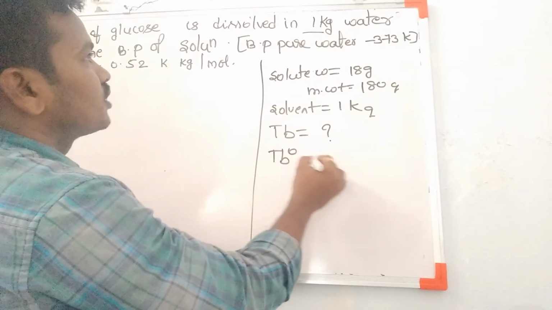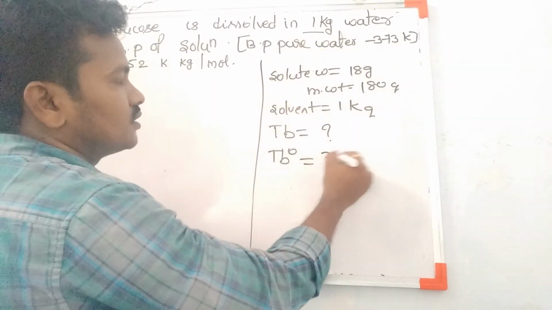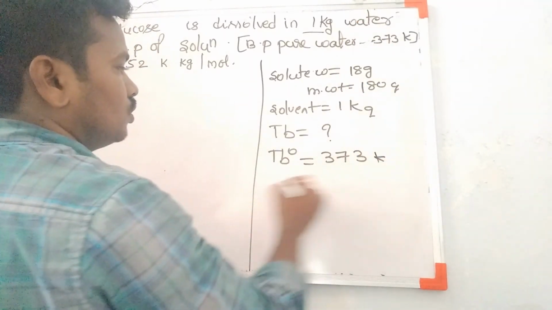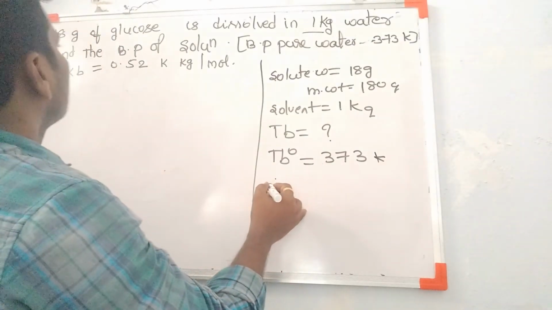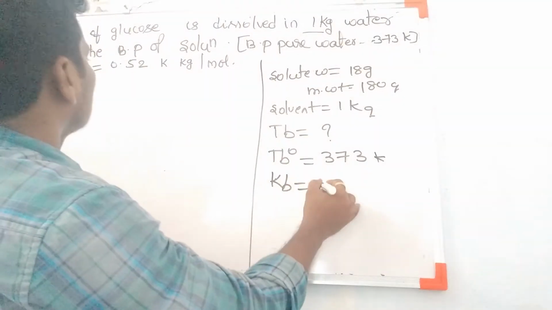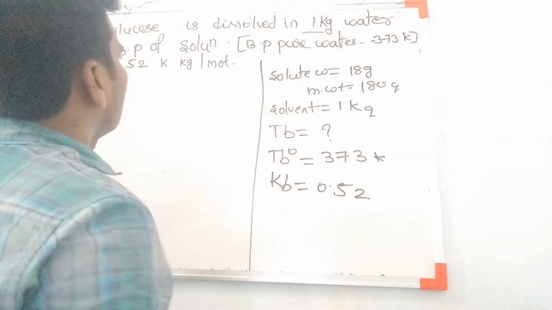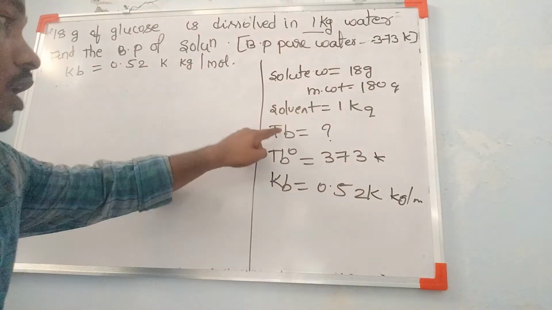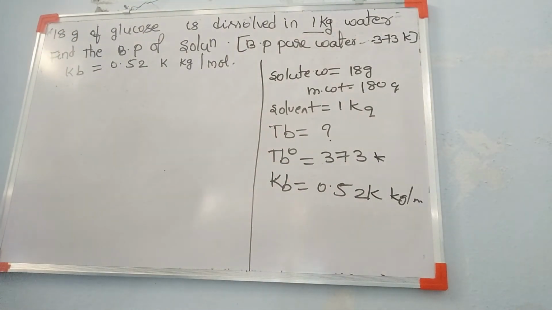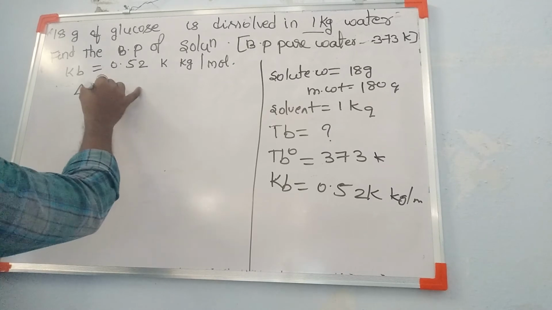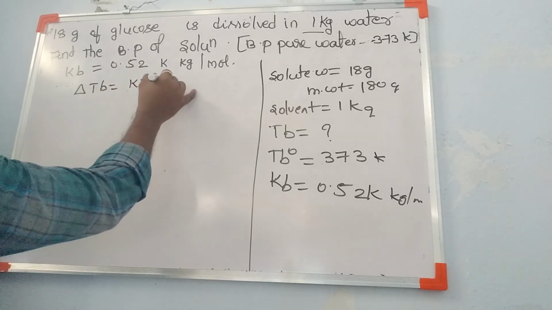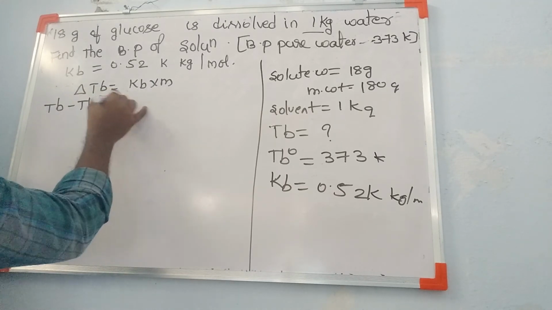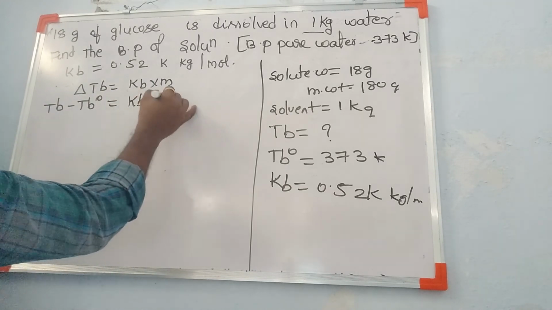TB naught they have given: boiling point of the pure water is 373 Kelvin. Kb is 0.52 kg per mole. We have to find out the solution boiling point. What is our general formula? Delta TB equals Kb into molality. Delta TB means TB minus TB naught equals Kb into molality.